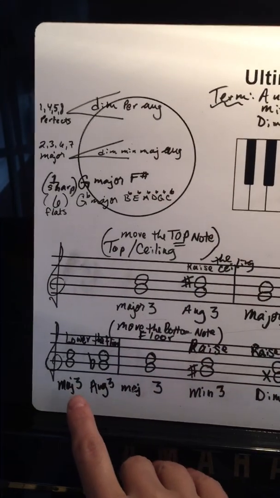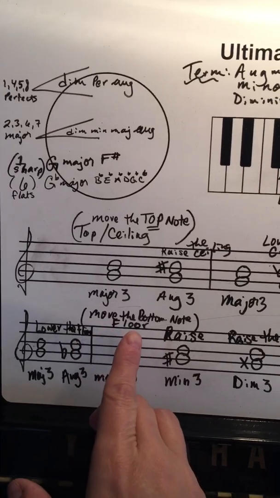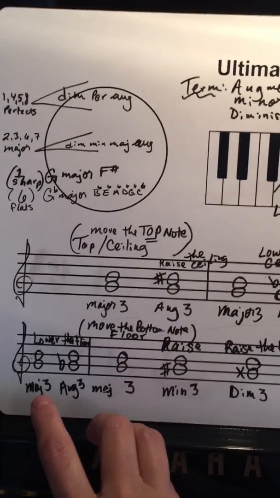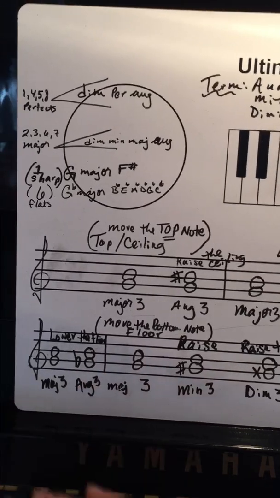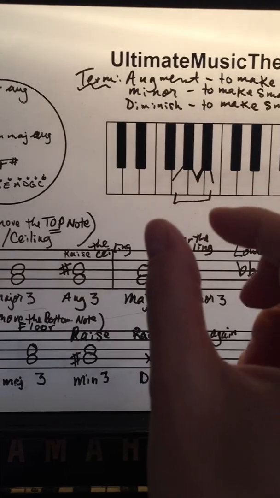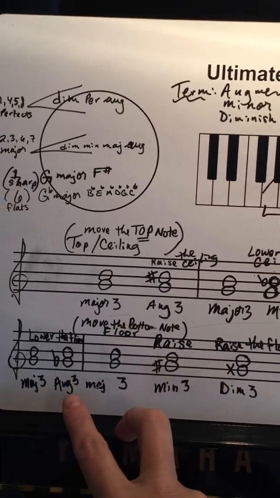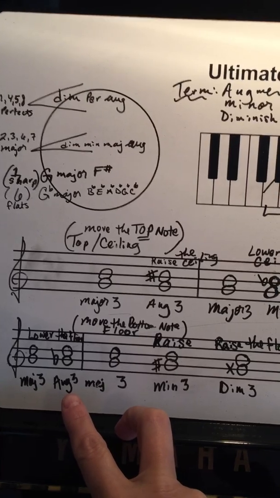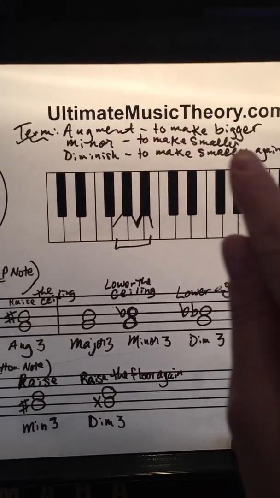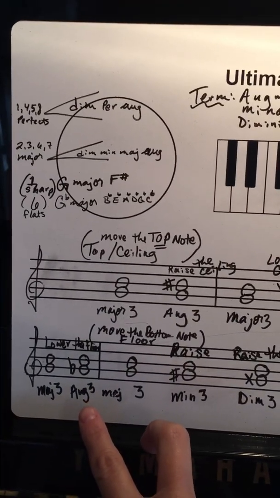Now you asked about the bottom. How do I lower the bottom? I'm calling that the floor. Here's where we started again, a G and a B, and I'm going to lower the floor. I'm going to come down even lower and make that a bigger interval. Because I've lowered it and made it bigger, what was the word to make bigger again? Augmented. So now that becomes an augmented third.